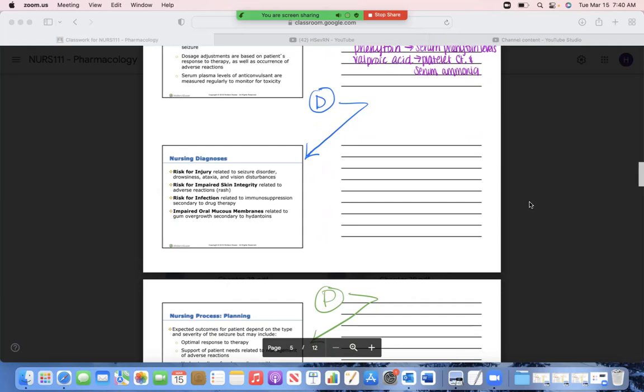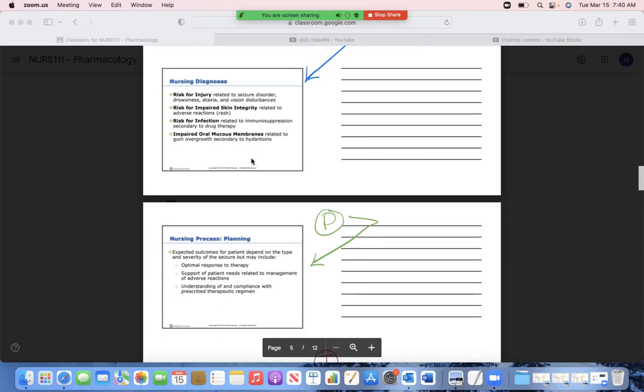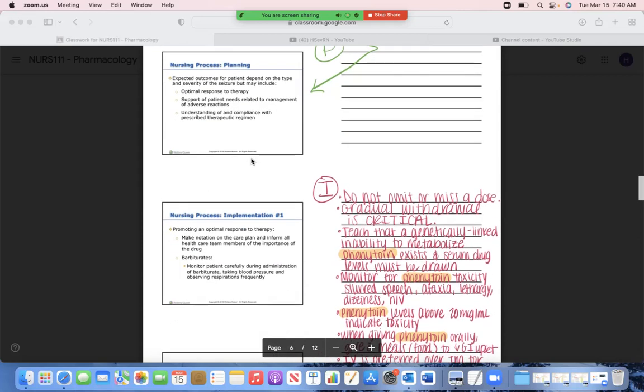Okay, diagnosis. The RN might diagnose your client with risk for injury, risk for impaired skin integrity, risk for infection, or impaired oral mucous membranes, really specifically due to gingival hyperplasia of people taking phenytoin. What do we want to see? We want to see our client respond to the drug the way we want them to. We want to mitigate or manage any adverse reactions. We want our client to understand and comply with treatment.